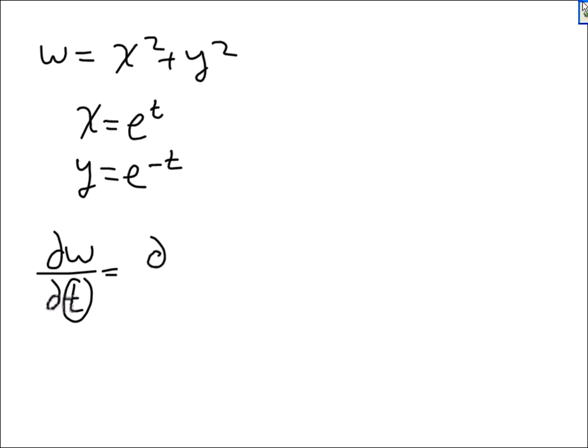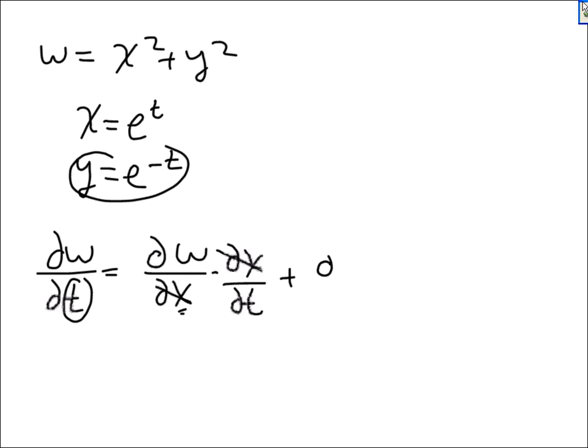I'm going to add 2 terms, dw dx. Since that's x, I'm going to put partial x, partial t. It's almost as if that cancels out and you get dw dt. Plus, we have a second function of t. So it's partial w with respect to y, times partial y, partial t.